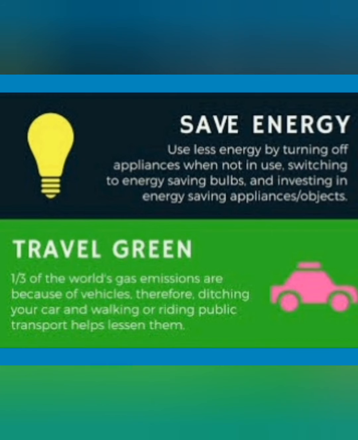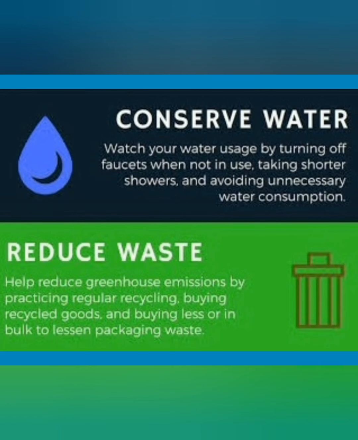Instead of using your personal car or bike frequently for traveling, you should walk, use a bicycle, or ride public transport, which will help lessen the amount of greenhouse gas emissions. Conserve water and reduce waste. Help reduce greenhouse emissions by practicing regular recycling, buying recycled goods and buying less or in bulk to lessen packaging waste.